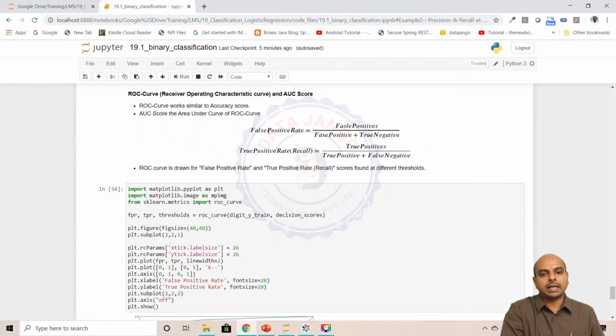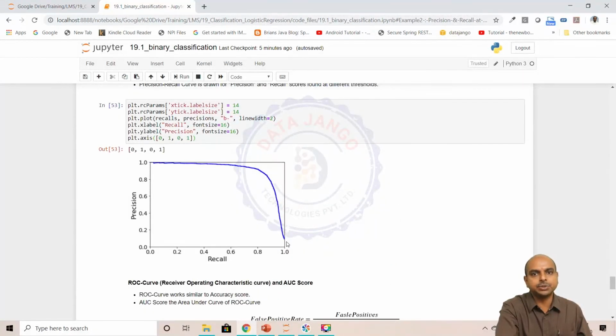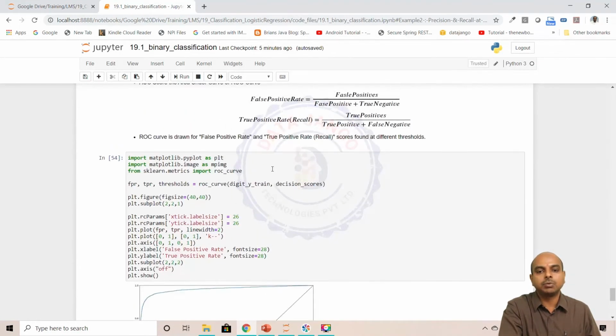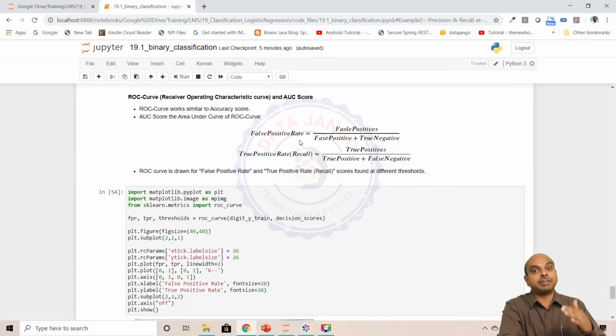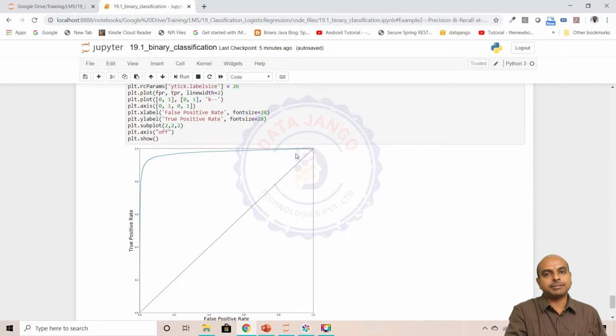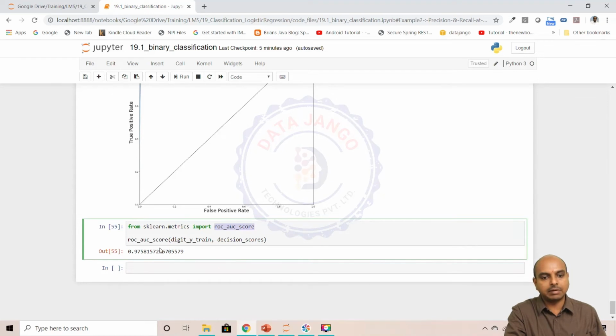It actually plots a graph between false positive rate and true positive rate. To draw any graph, any line like this, you need different data points. How are you getting different data points here? At different thresholds, we are calculating different false positive rates and different true positive rates, because at different thresholds you will get different confusion matrices. We have seen that. So using those confusion matrices, we are calculating different false positive rates and true positive rates and drawing these graphs. And you can use the ROC AUC score method to calculate the area under the curve.